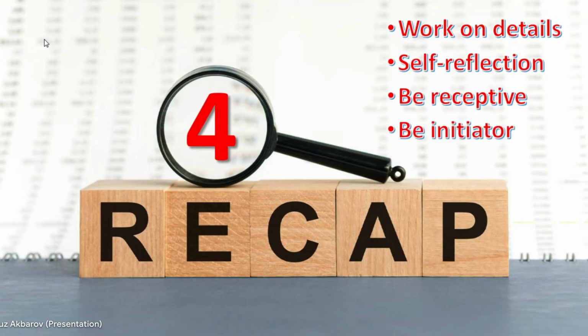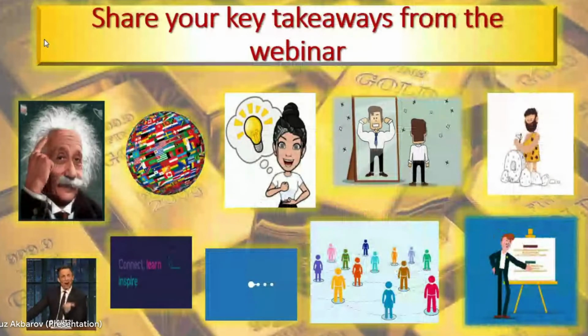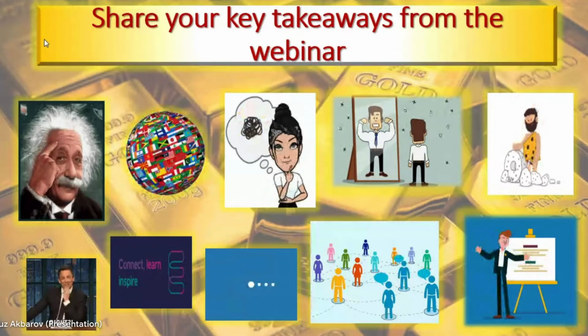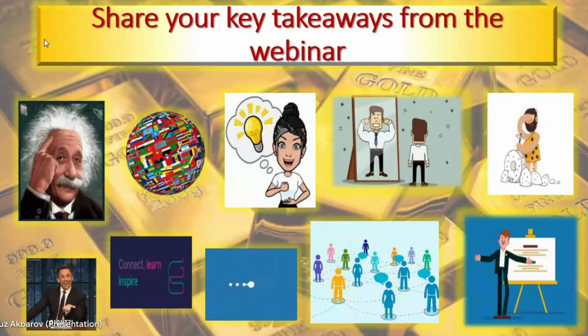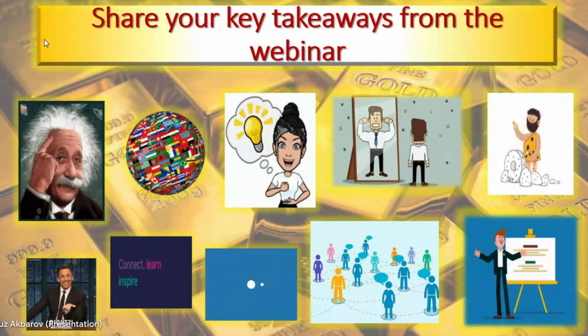Last but not least, if you want to become a creative English teacher, you need to become an initiator. You need to always initiate and think outside the box. I've shown you some examples, and now it's time to share your key takeaways from the webinar. You can share it in different ways. Either you can go and unmute yourself and express your opinion, or just put it in the chat box if you feel you are shy.